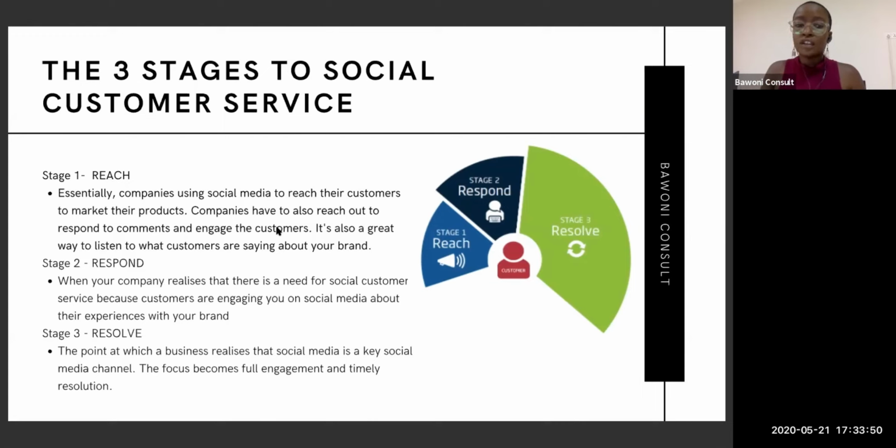The second stage is when businesses begin to respond, okay? This is when your company realizes that there's a need for social customer service because customers are engaging you on social media about their experiences with your brand. You can't leave your customers engaging you and not really say anything. That's why you have to start thinking about who's going to be responsible for responding to your customers.